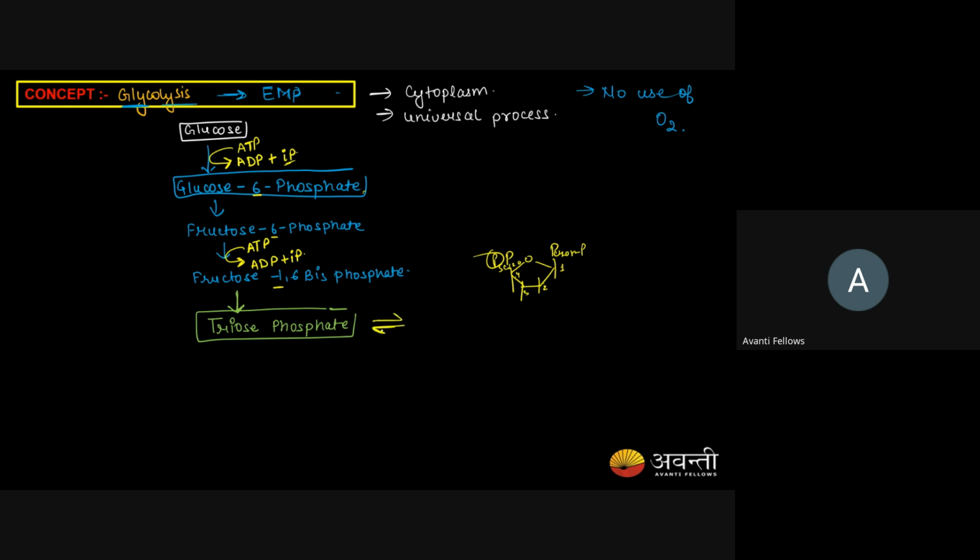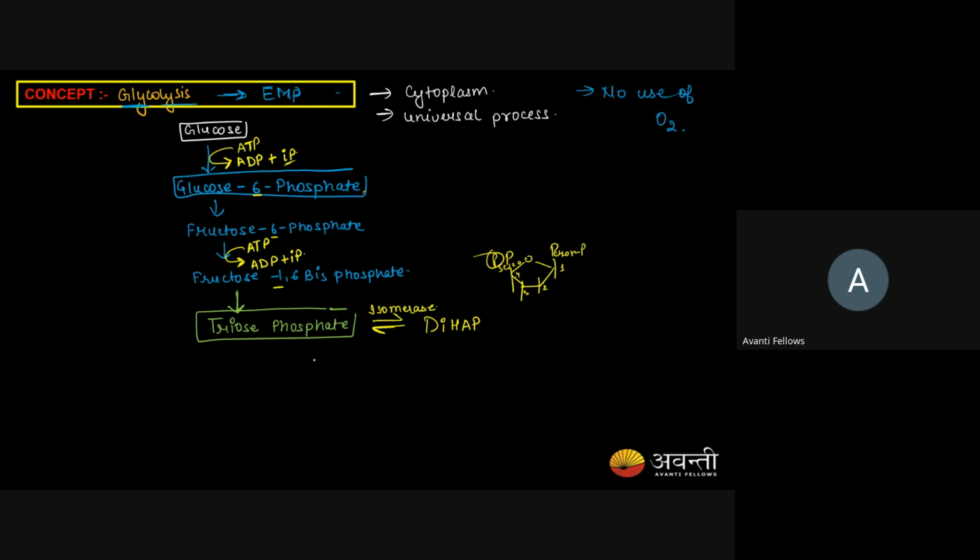There will be a reversible reaction here. Then triose phosphate will get converted into which? Yes, Aditya. In short, we call it DHAP. What is DHAP here? Dihydroxyacetone phosphate. This is a reversible reaction. So which type of enzyme will we use here? Isomerase enzyme we can use.